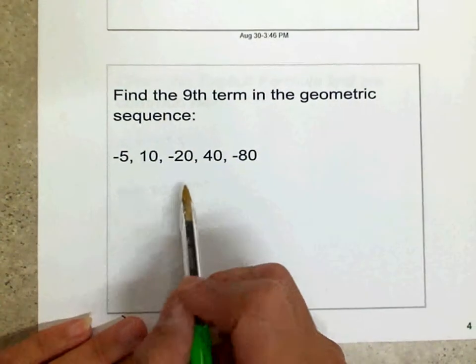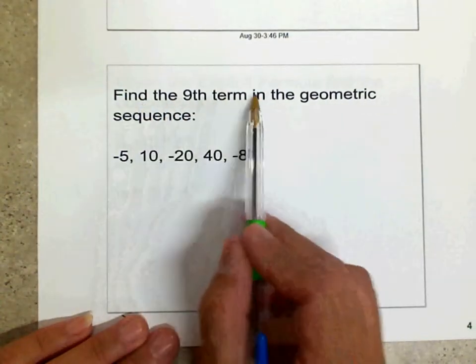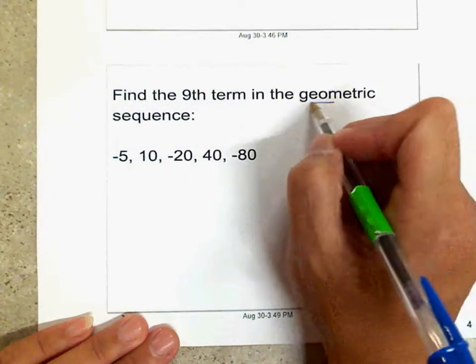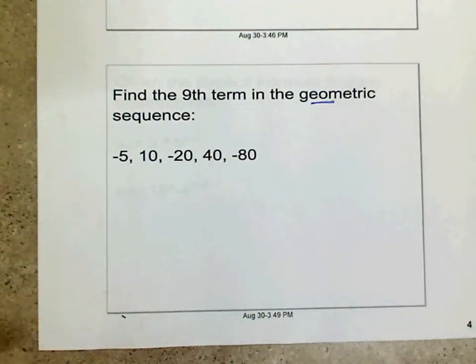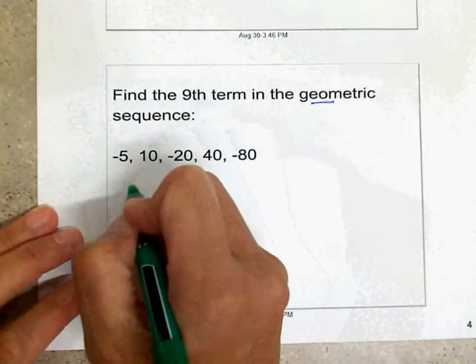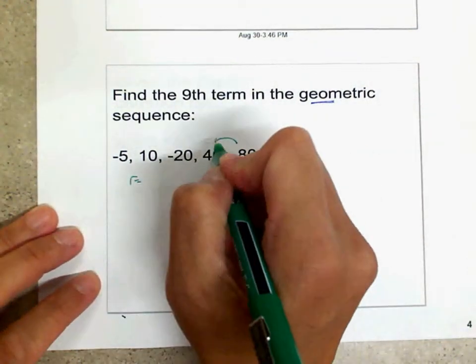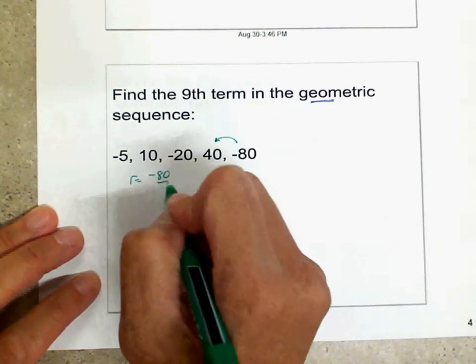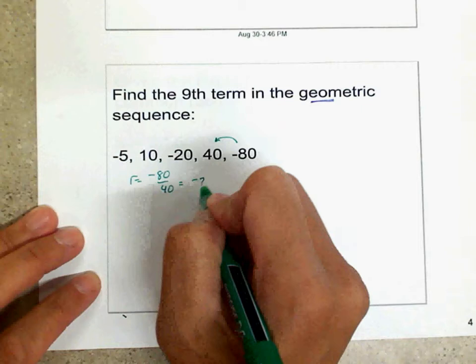So let's take a look at an example. It says find the 9th term in a geometric sequence. So before you start, you need to make sure that it is a geometric sequence. And to double check, you will always divide. So, for example, to find your R, because that's the first thing you want to do, you take one term and the term in front of it and you divide. Negative 80 divided by 40 is negative 2.